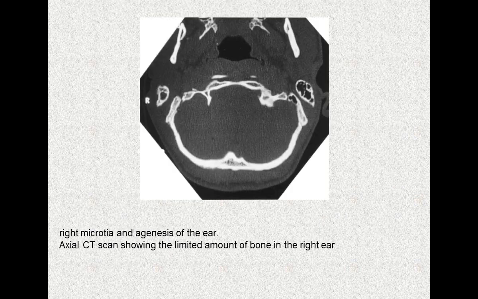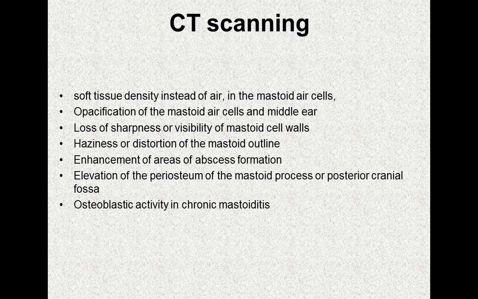This high resolution CT shows right macrotia and agenesis of the ear, showing a limited amount of bone in the right ear. What is the CT scanning role in mastoiditis? Soft tissue density instead of air in the mastoid air cells is suggestive of mastoiditis. Soft tissue density replaces mastoid air cells.